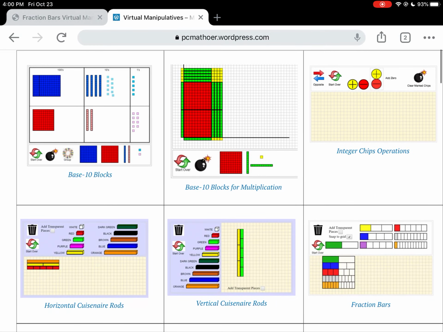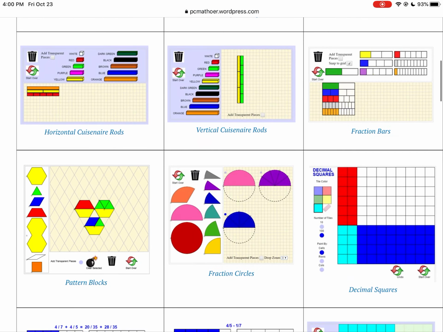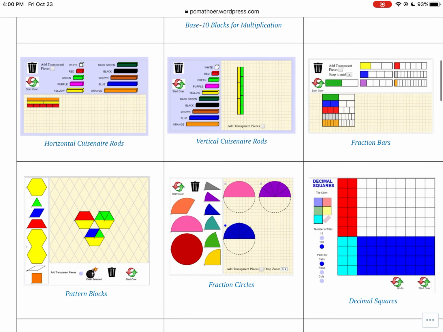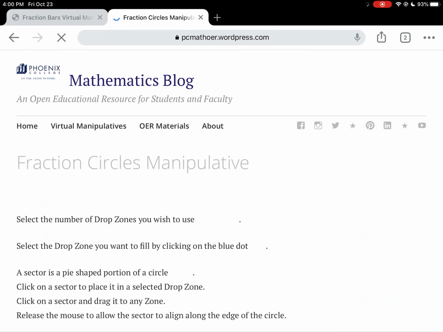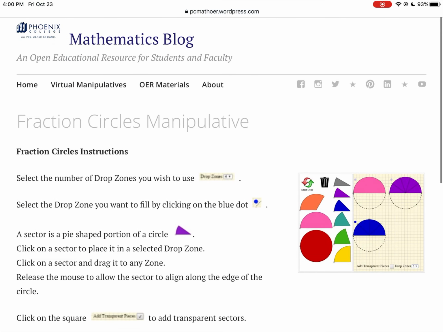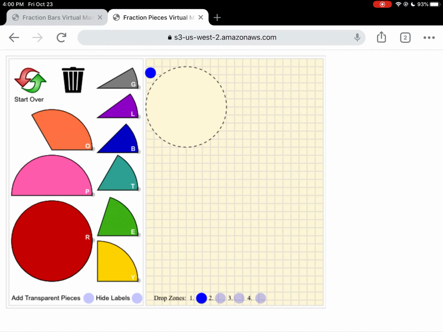Not for this unit, but for this unit, I want to look specifically at what's in the top right currently, which is fraction bars, and what's in the bottom middle currently. It's called fraction circles. Let's tap on fraction circles. And then this takes you here, and then tap on this image over here on the right to open the tool.